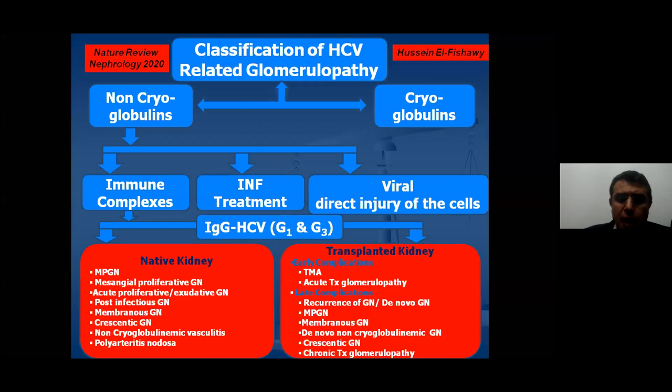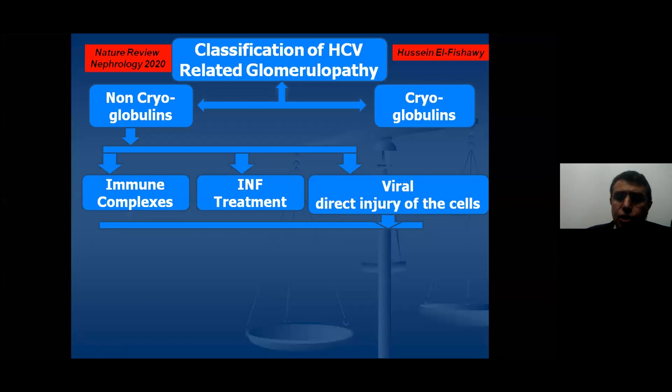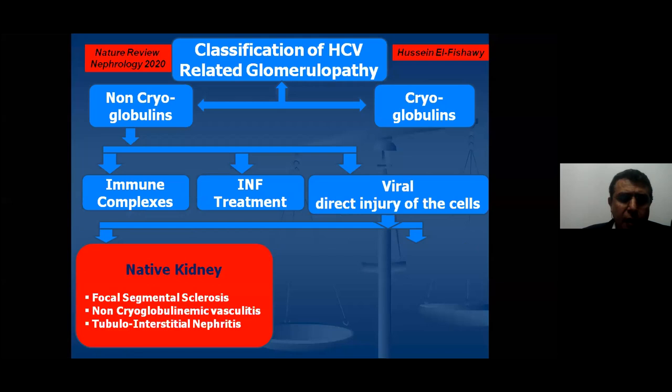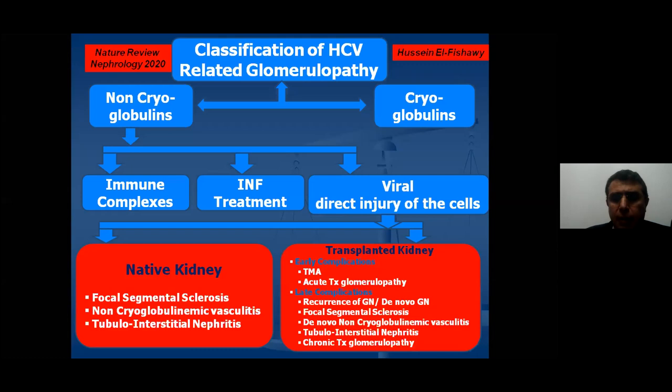In the transplant kidney, it can also produce early complications, such as TMA and acute transplant glomerulopathy, and late complications, such as recurrence or de novo membrane-proliferative GN, or non-cryoglobulinemic glomerulonephritis. If it is due to direct viral injury of the cells in the native kidney, it produces FSGS or non-cryoglobulinemic vasculitis, or the entity previously not well explained but now explained, tubulointerstitial nephritis. With direct injury of the cells in the transplant kidney, it can produce early complications with TMA and acute transplant glomerulopathy, and late complications such as recurrent GN, focal segmental sclerosis, and non-cryoglobulinemic vasculitis.